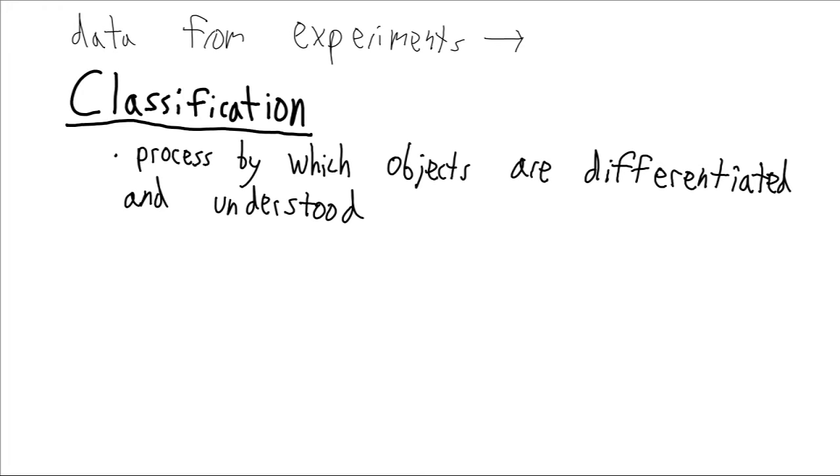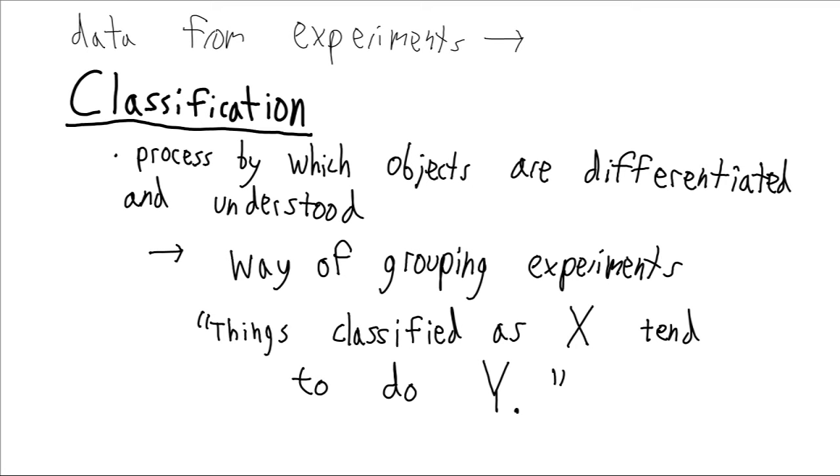So this is the process by which objects are differentiated and understood. Now, the usefulness of classification is it allows us to make statements of the nature: things classified as X tend to do Y.